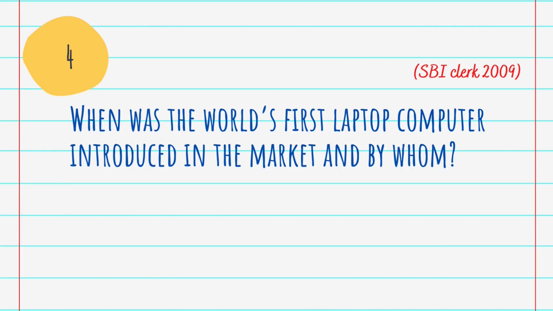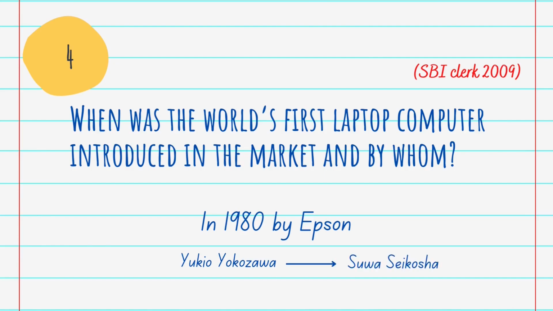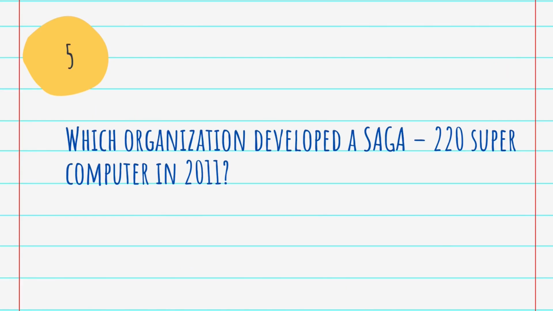When was the world's first laptop computer introduced in the market and by whom? Answer is in 1980 by Epson. The Epson was the first laptop computer. It was invented in July 1980 by Yukio Yokozawa, who worked for Suwa Saikosha, a branch of Japanese company Seiko. Now Seiko Epson received a patent for the invention. Remember this. Question number 5.